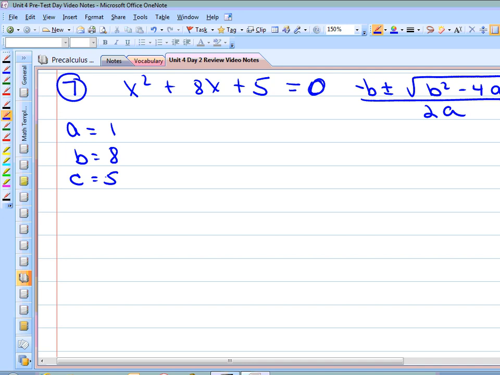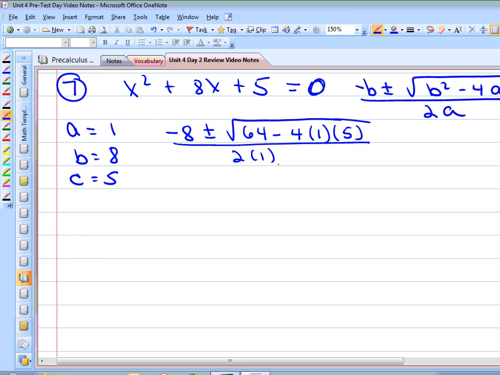So, negative B would be a negative 8 plus or minus the square root of B squared, that is 8 squared. I'm going to go and square it before I put it in there. 64. Every time I square a number, it's positive. Minus 4 times a, which is 1, times c, which is 5. And that's going to be all over 2 times a, which is 1.